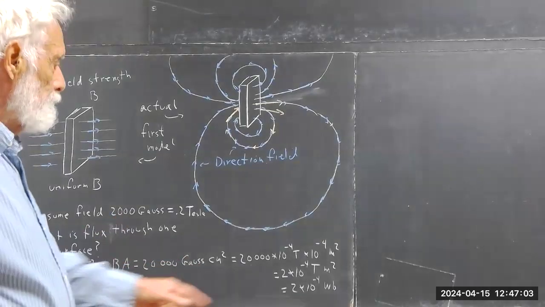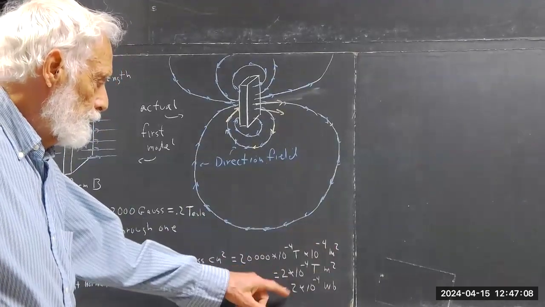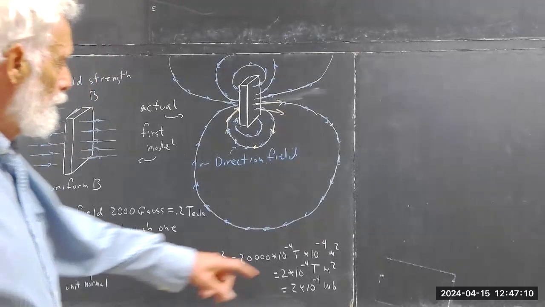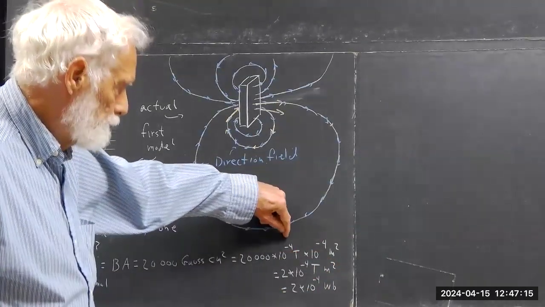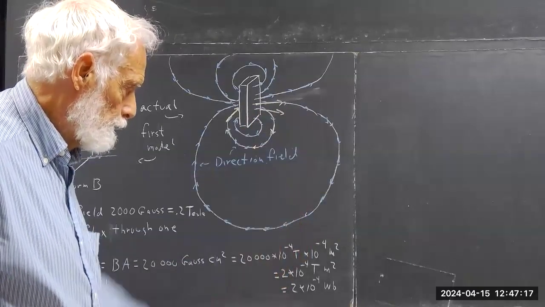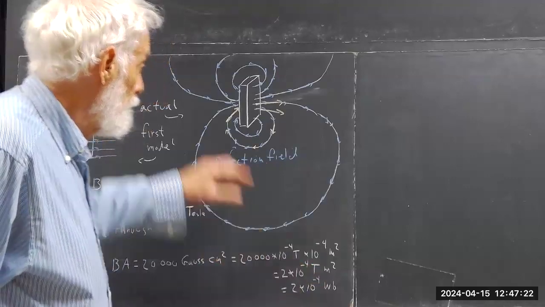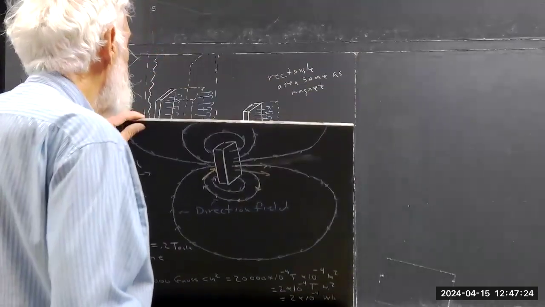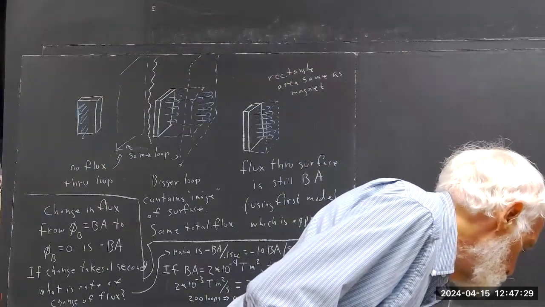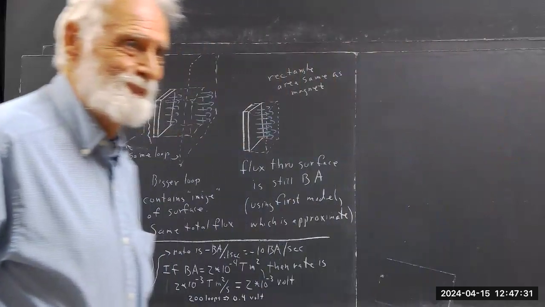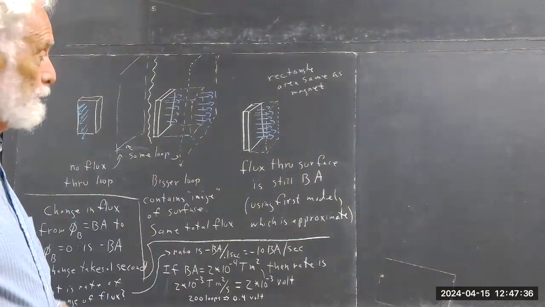Well, if Gauss is 10 to the negative 4th Tesla, and centimeter squared is 10 to the negative 4th meter squared, so we get 2 times 10 to the negative 4th Tesla meter squared. The Tesla meter squared is called a Weber, or Weber, if you want to use the German pronunciation of Weber's name. When we get a hold of it, we call it a Weber.